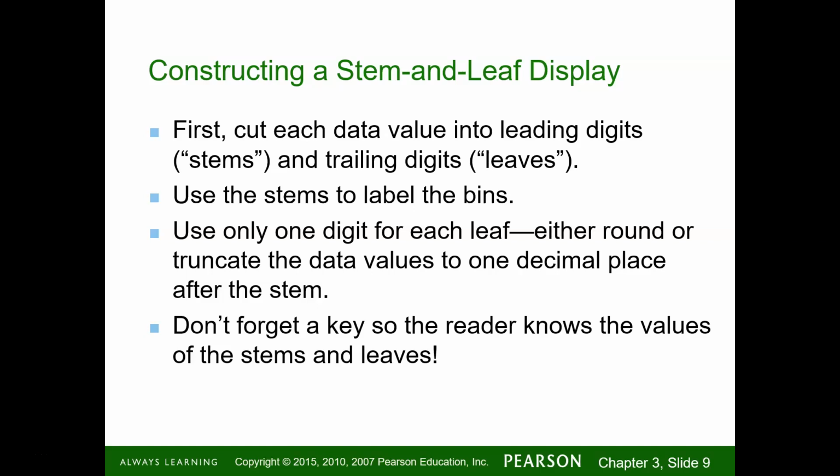For stem and leaf plots, you cut each data value into the leading digits. Those are the stems, like 50, 60, 70, 80. You use the stems to label the bins. You only use one digit for each leaf, either a rounded or truncated data value. If it was a decimal place, you would use a truncated data value. And don't forget a key so the reader knows the values of the stems and the leaves. We're not going to do a whole lot of stem and leaf plots. We may do a couple in class.